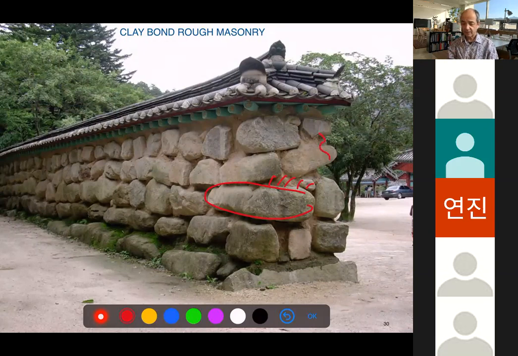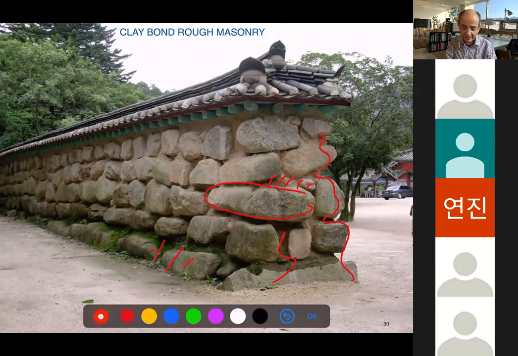So this clay just dissolves with the rain, and at some time has to be repaired. It's very easy to repair, but it is a very, very simple way of building and with almost zero impact in the environment. This is a modern construction, a modern reconstruction.